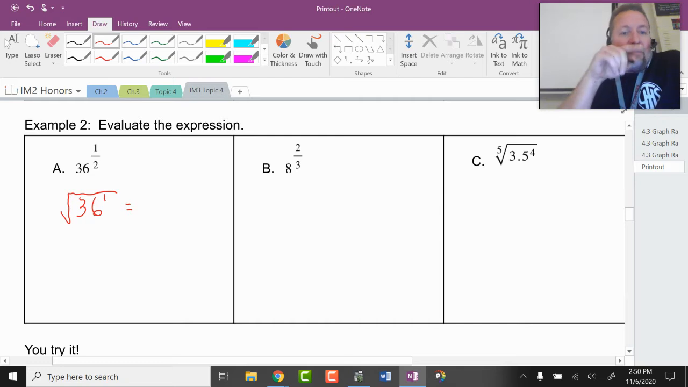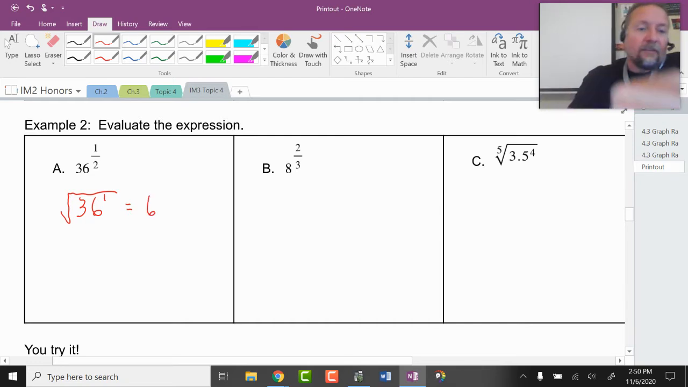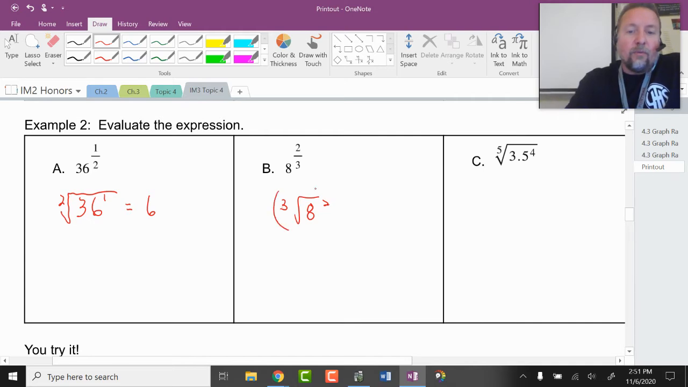All right. That means the square root of 36, so that is 6. So 36 to the one half power, square root of it, turning an exponential function into a radical. This means the cube root of 8 squared. You're not going to square 8 first. You're going to cube root 8 first and get 2. Then square 2 and get 4.